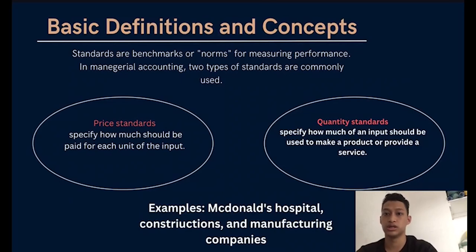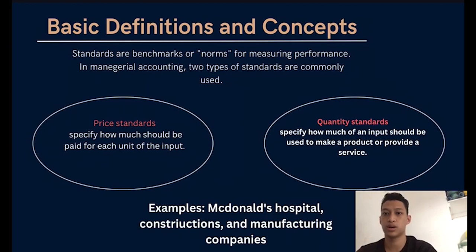Next is cost standard. It specifies how much should be paid for each unit of the input. For example, hospitals have requirements and recommended standards for providing quality service to their patients, and companies like construction and manufacturing have certain standards or rules that they have to follow. Price standards specify how much should be paid for each unit of the input.